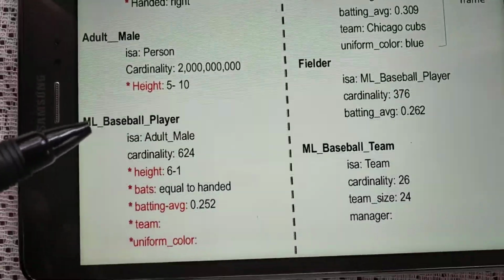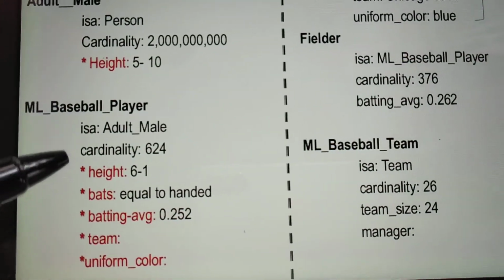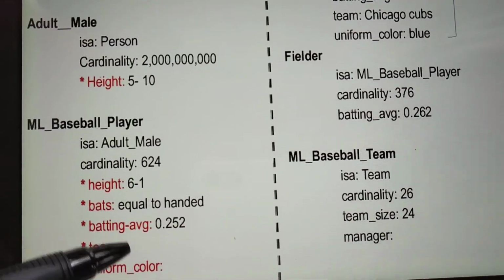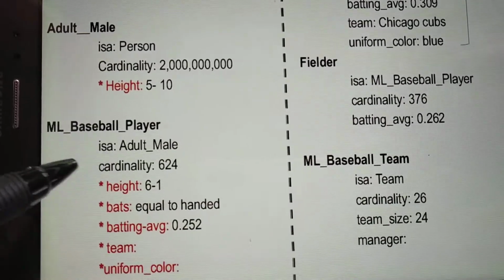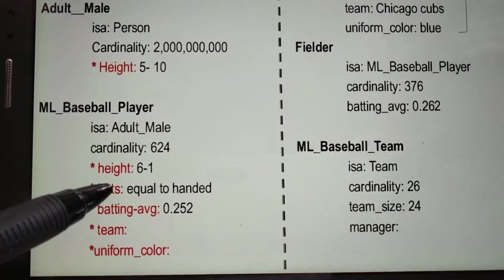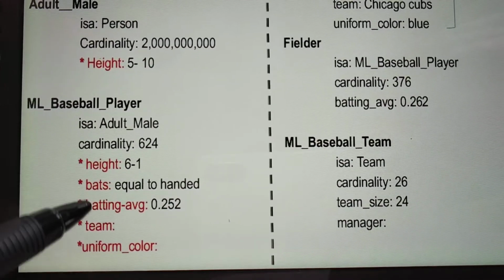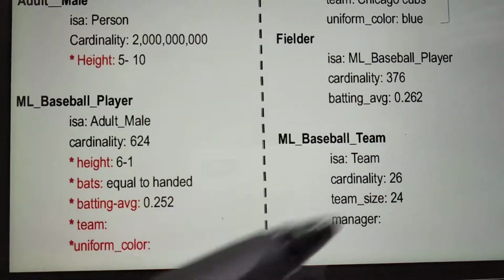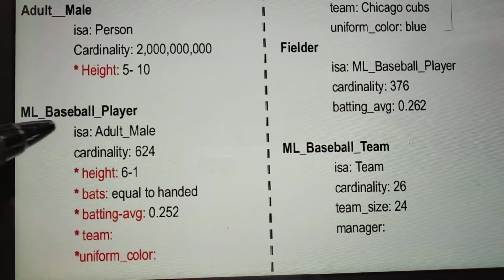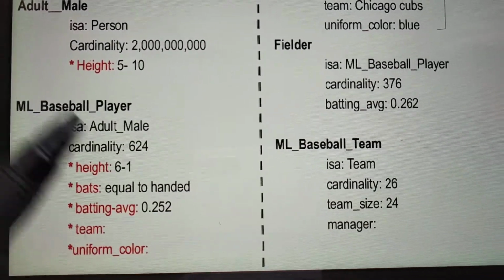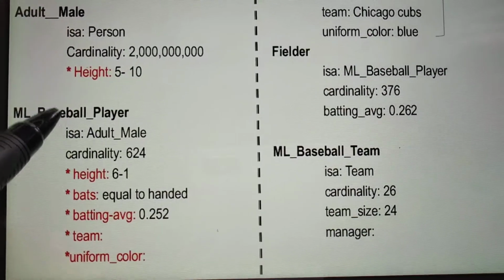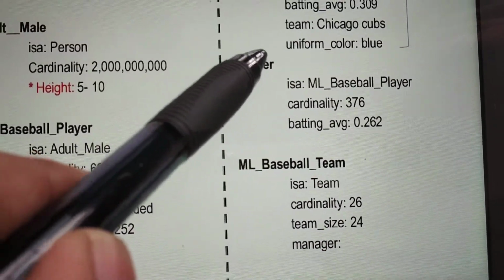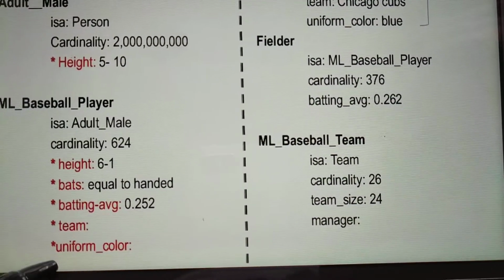Now let's go to the ML baseball player class. You see, cardinality and ether, the first two attributes or slots, cannot be inherited by the subclasses or the objects of this class because there is no star written here. But the next five attributes can all be inherited by the class, object or instance created of this class called baseball player. Now, fielder is a subclass of the superclass ML baseball player. So this fielder class can inherit all these attributes of the baseball player class.